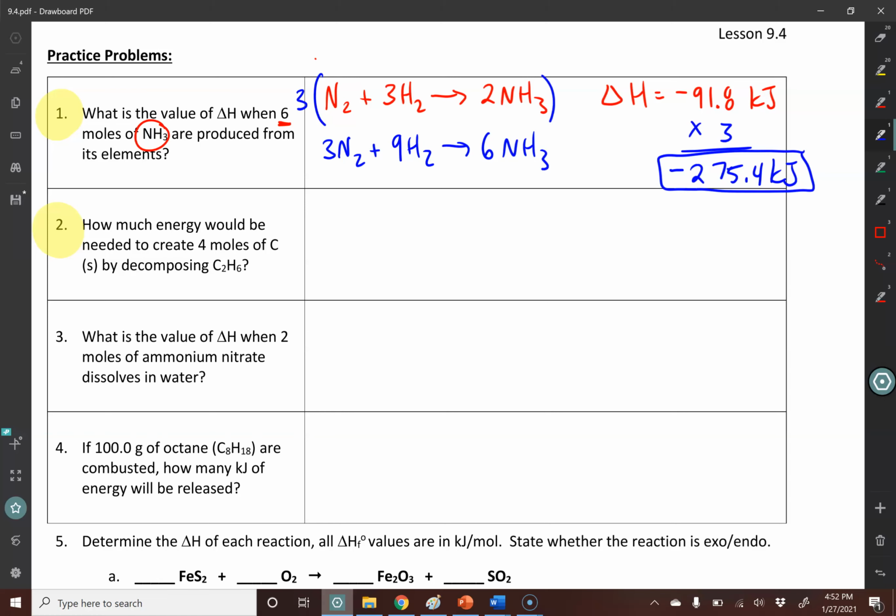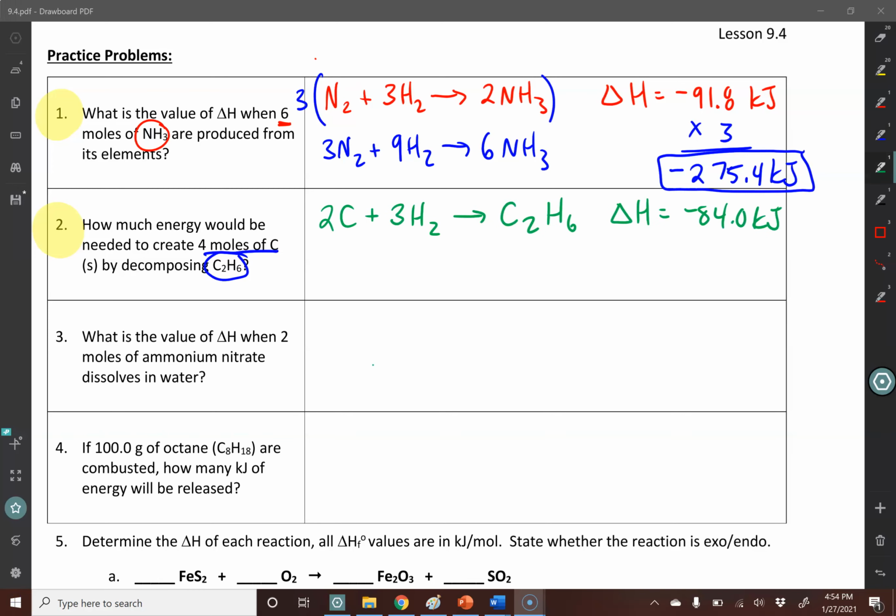Try out question 2 on your own. How much energy would be needed to create 4 moles of carbon by decomposing C2H6? So I'll give you a hint. Use table I. You want to start by finding C2H6. So try it out. Check your work when you're finished.